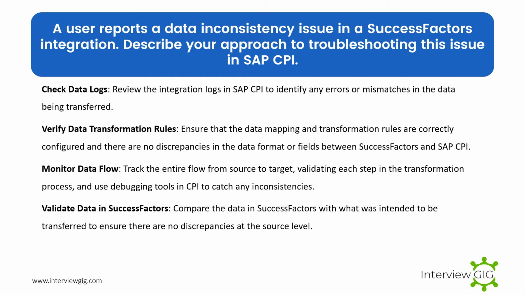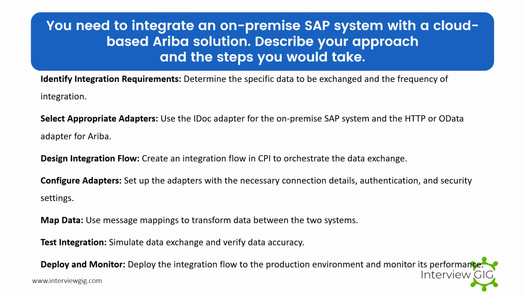Monitor data flow. Track the entire flow from source to target, validating each step in the transformation process, and use debugging tools in CPI to catch any inconsistencies. Validate data in SuccessFactors. Compare the data in SuccessFactors with what was intended to be transferred to ensure there are no discrepancies at the source level.